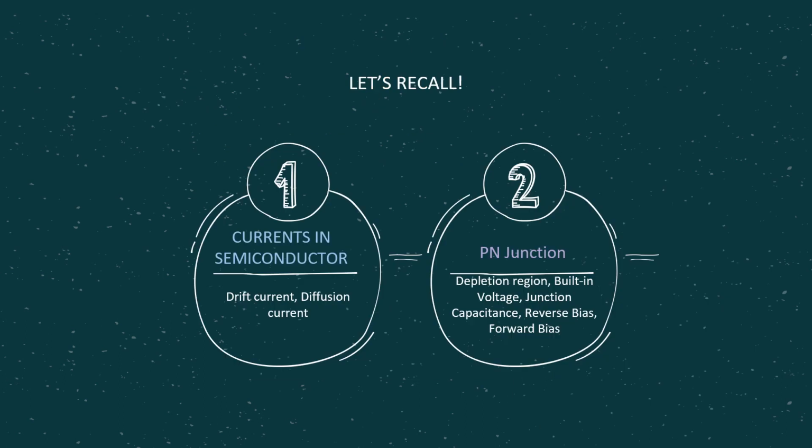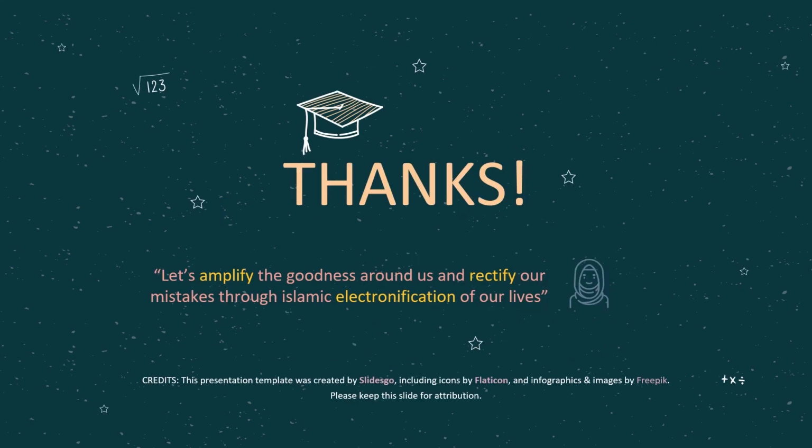Okay, I think that's all about chapter 2B, where we talk about the currents in semiconductors as well as about the PN junction diode. Then let's meet again in the next video.